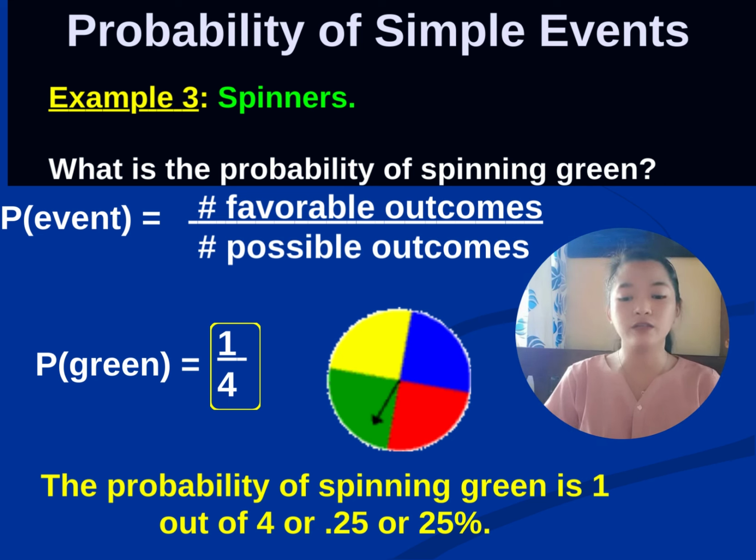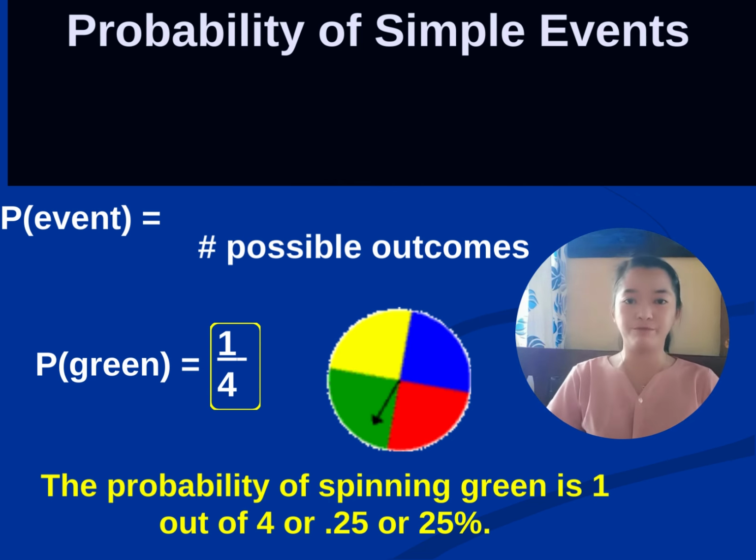Therefore, the answer is 1 over 4. The probability of spinning green is 1 out of 4 or 0.25 or 25%.